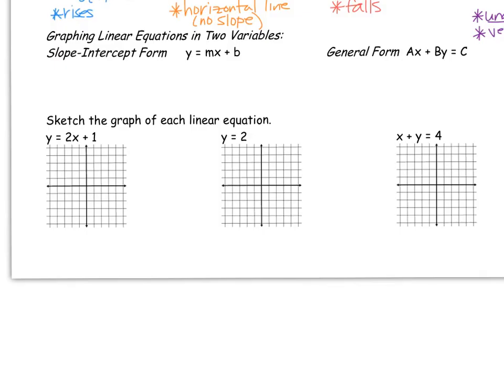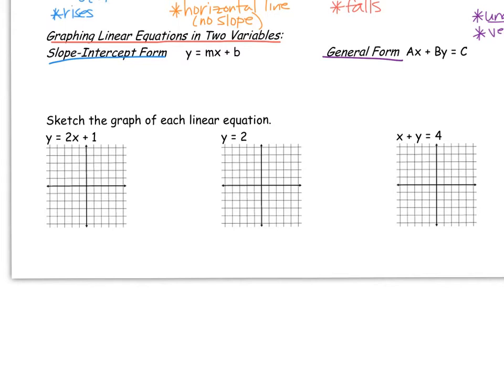When graphing linear equations, there should be 2 forms your equation is written in. You could have slope-intercept form, or you could have general form. When graphing, you have key information in either form to sketch the graph for your equation.